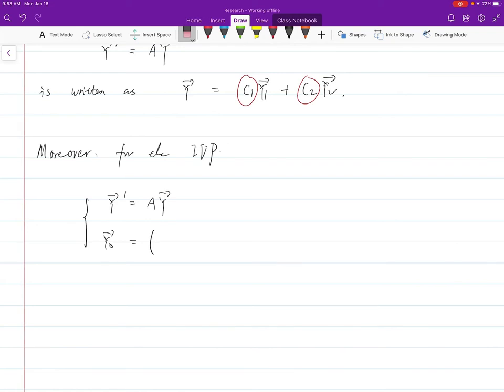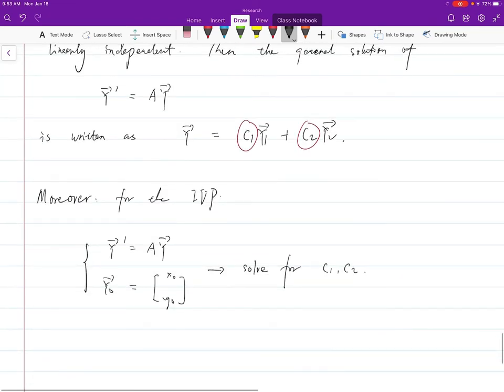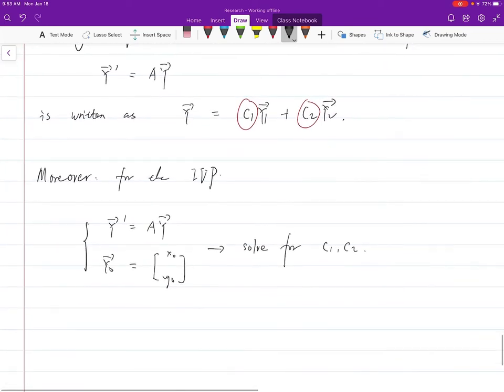When y(0) equals x0, y0, then what we need to do is just solve for C1 and C2, which means you don't have any general constants anymore. You will be able to find what C1 is and what C2 is by plugging in the initial condition, as what we did before.